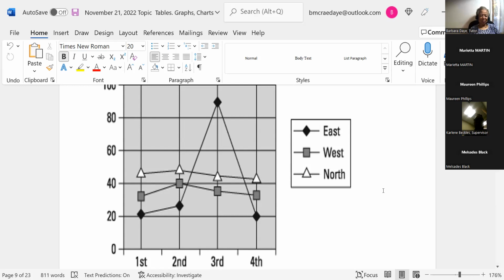Second quarter. I said same number. Same number of sales. A region had the same number of sales, and I want to know what was the region and what was the quarters. Why are you giving me the hard one? That's not a hard one. That is easy if you're looking. Marietta, where do you see the same number twice?